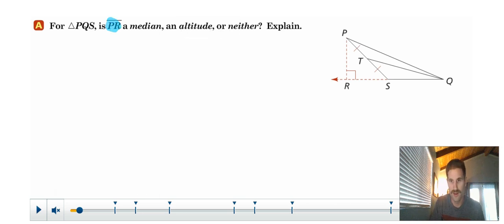So PR is right here. So here's PR. We want to know, is this a median or an altitude? Well, the definition of an altitude is that it goes from a vertex and perpendicular to the opposite side. And one of the things that we talked about is that altitude had to do with height. If you recall in class, I want to stand straight up. I don't want to slouch or bend over when I'm measuring how tall I am, I want to get a perfect height. So this right here is a great representation of height. So in fact, PR is an altitude, okay?